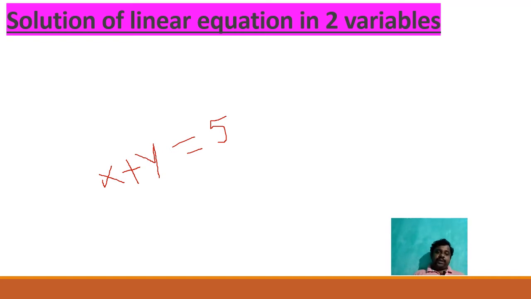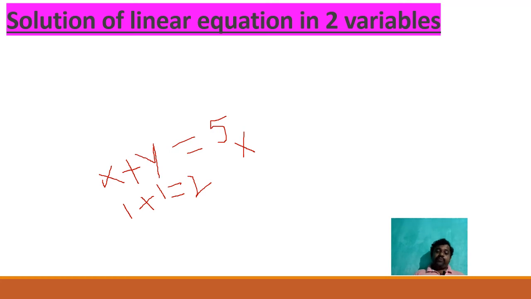For example, you take the value of x as 1 and the value of y as 1. What is the value of 1 plus 1? This is 2. But here x + y is equal to 5. If we take x as 1 and y as 1, the sum is 2. Are they equal? No, they are not equal. So this is not a solution.